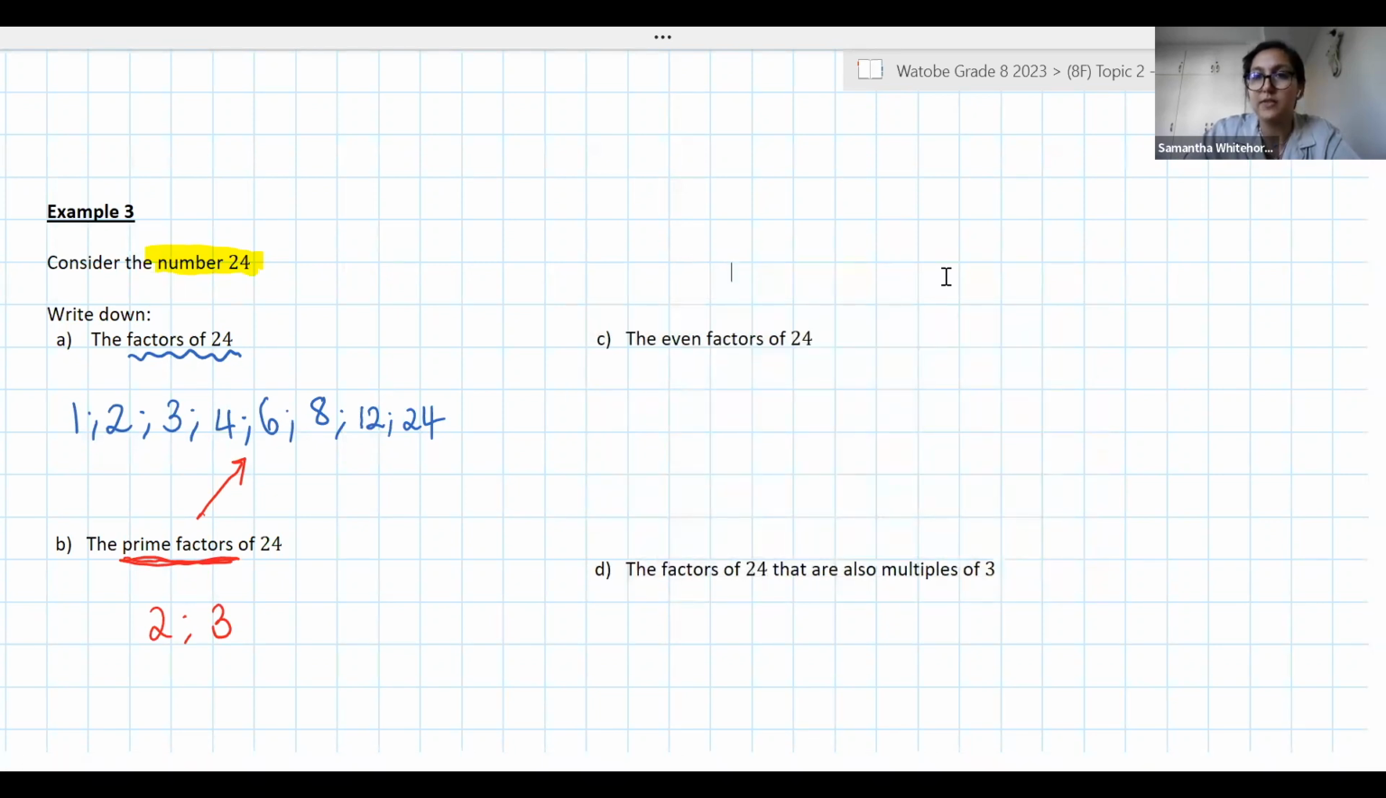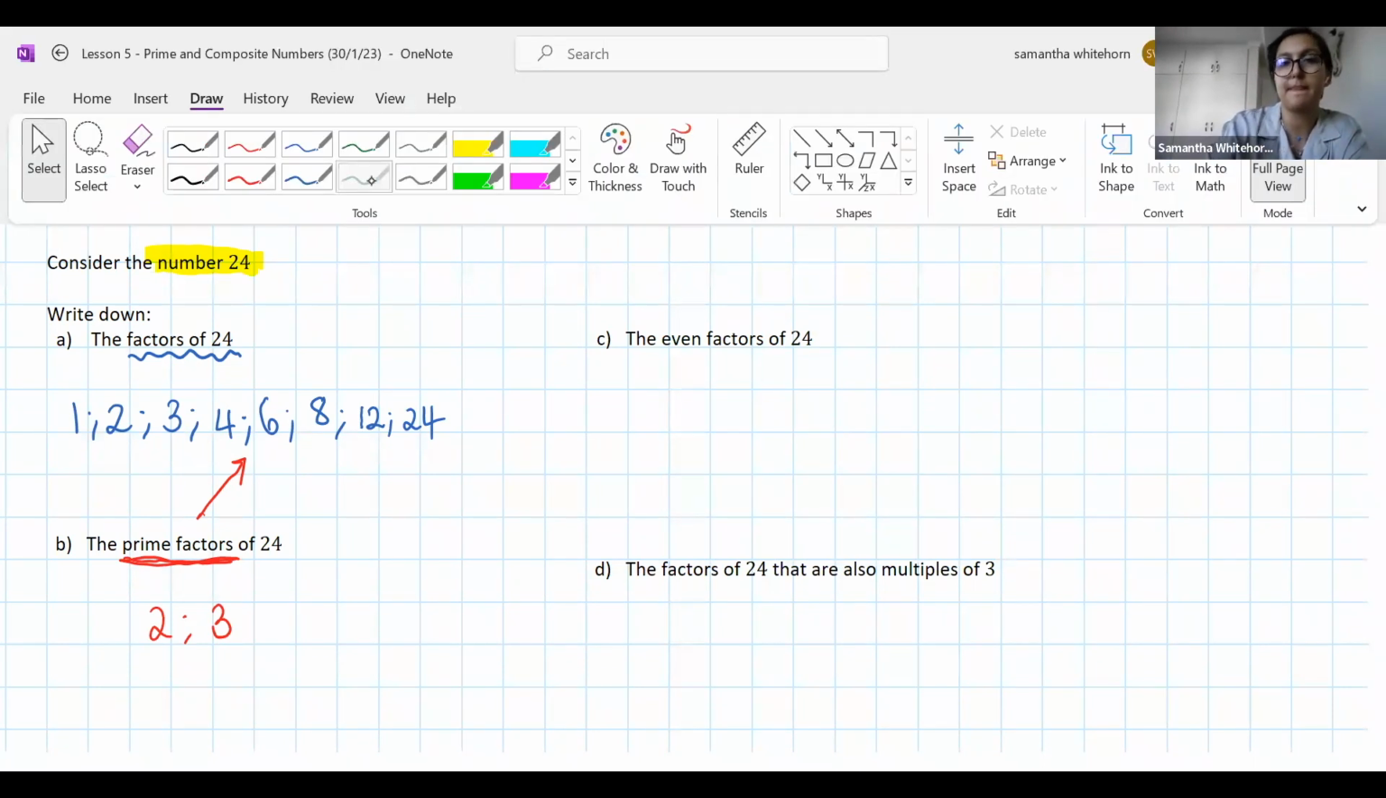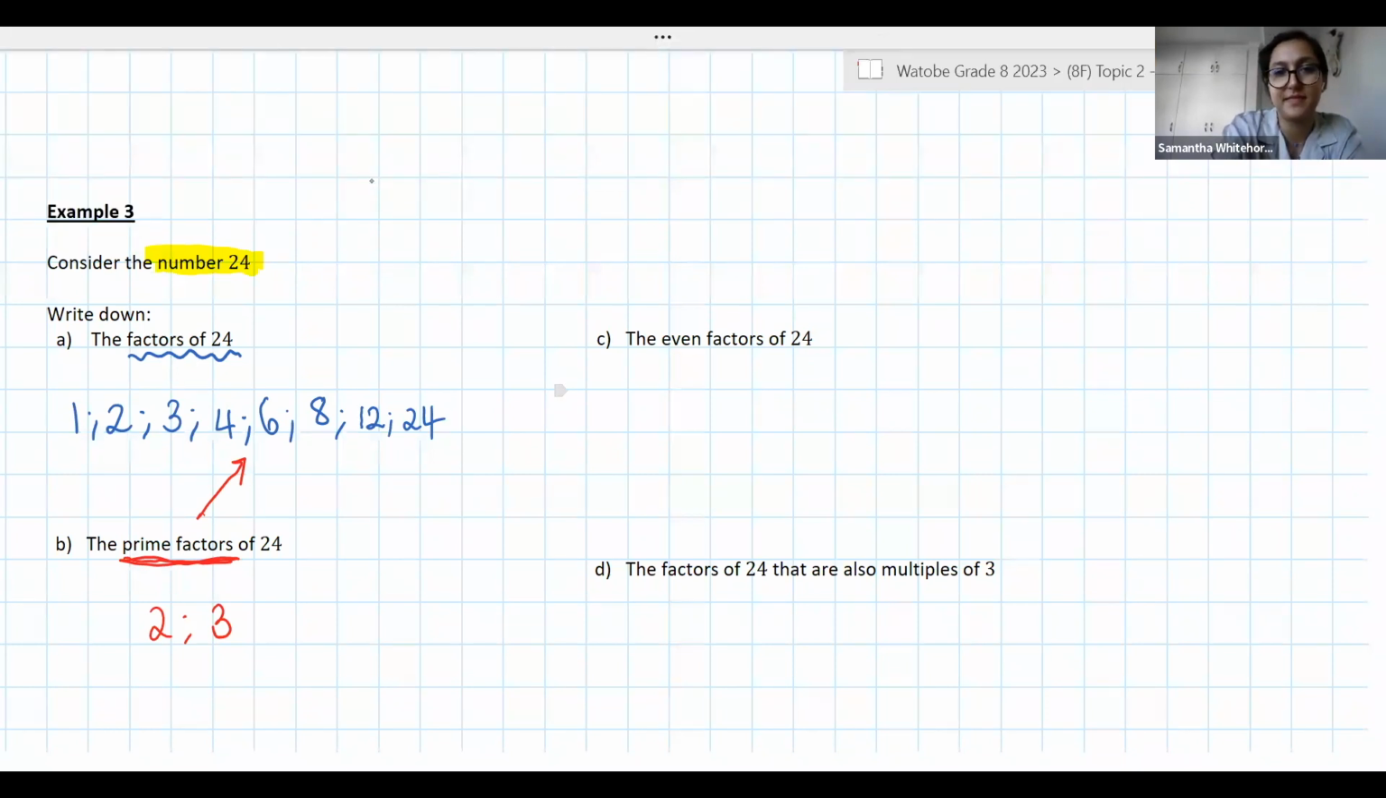Right, Olonda, do you want to give us C, the even factors of 24? It's 2, 4, 6, 8, 12, and 24. Excellent, well done. So guys, we only cared there about the even factors. So nice, we had the list, so we could just look at our list and write down just the even ones. Very nice, Olonda, well done.